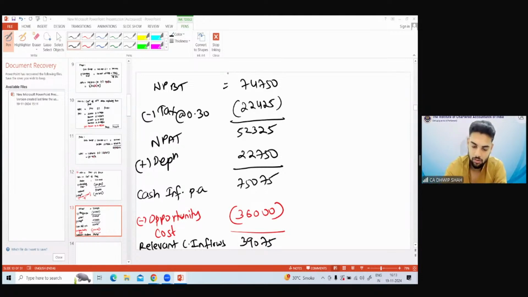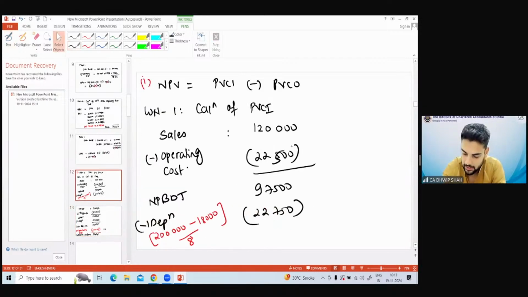Now my question to you: why did I subtract this after tax? Why didn't I subtract it over here? From sales I subtracted operating cost. Then why did I not subtract opportunity cost over here itself? It is also a cost just like operating cost. Why didn't I subtract it here? It is just like any other cost. What's the reason I didn't subtract before tax?